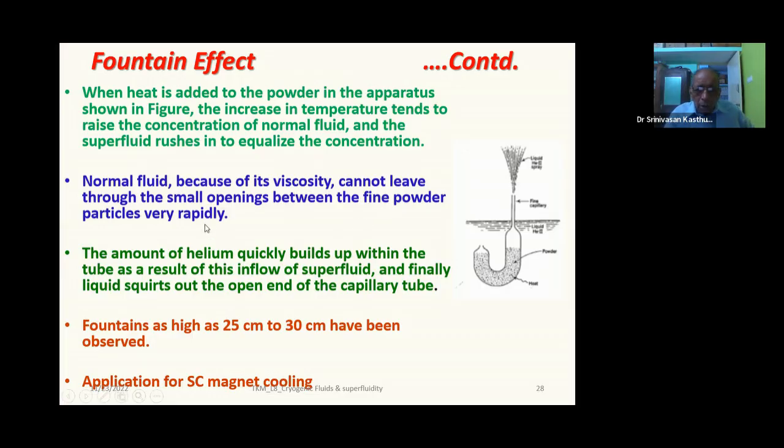They are useful for superconducting magnet cooling. Magnets cooled with helium-2 can have higher magnetic fields compared to normal cooling.